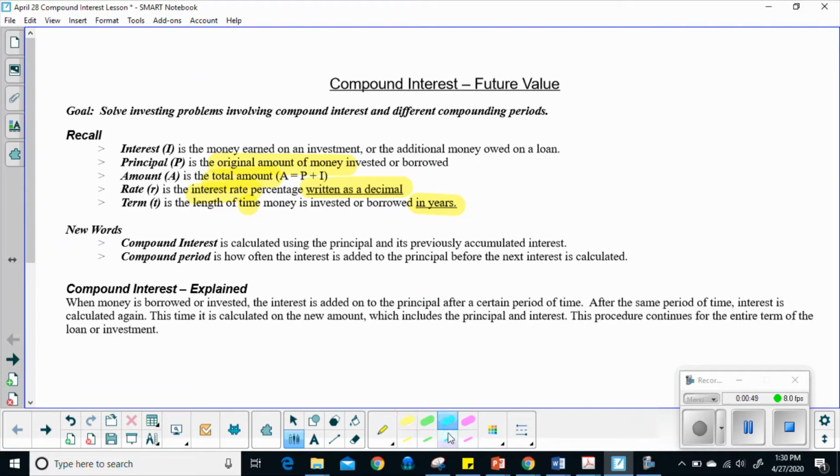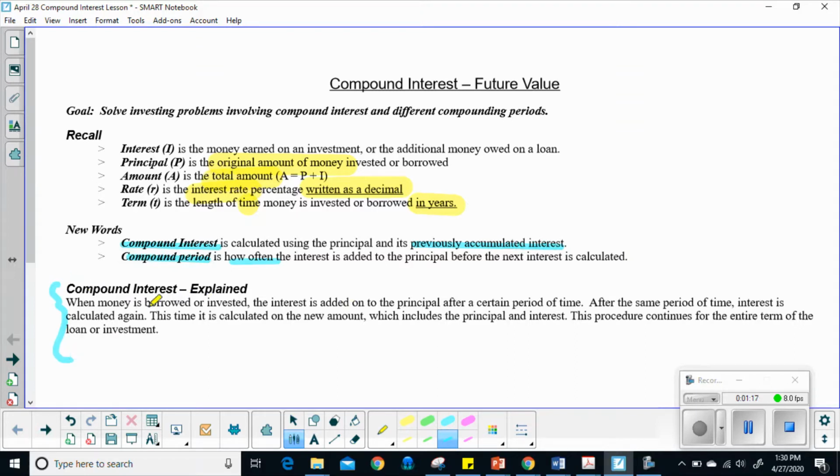We've got a few new words today. Our new words are compound interest, which is interest being calculated using the principal and its previously accumulated interest. Compounding period is how often the interest is added to the principal before the next interest is calculated. Interesting. So what does that even mean?